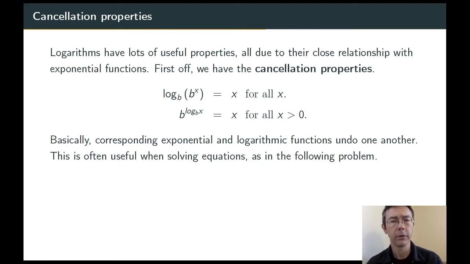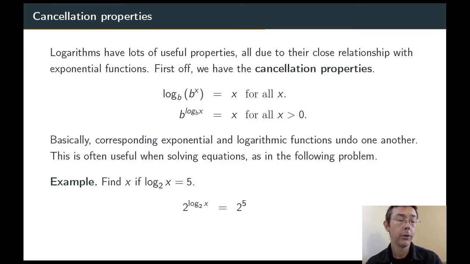Here's a simpler example. We'll do a more complicated one later on. Find x if log base 2 of x is 5. So I know that 2 to the power and log base 2 are going to undo one another. So I'll take 2 to the power on each side. The 2 to the power log base 2 of x, those functions are going to undo each other. The left-hand side is x. The right-hand side is 2 to the 5th, 32.